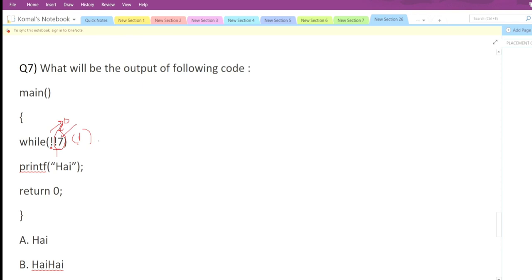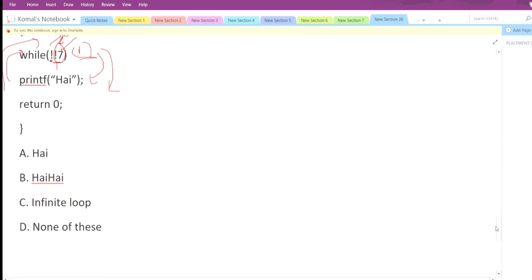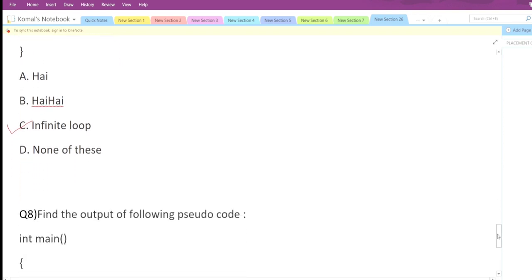But again it will check this condition, and it is again true, so again it will print hey. Again it will check, the condition is true, and again it will print hey. So this is nothing but an infinite loop. It will just keep on running this loop. So the answer for this will be infinite loop. It will keep printing hey infinitely.